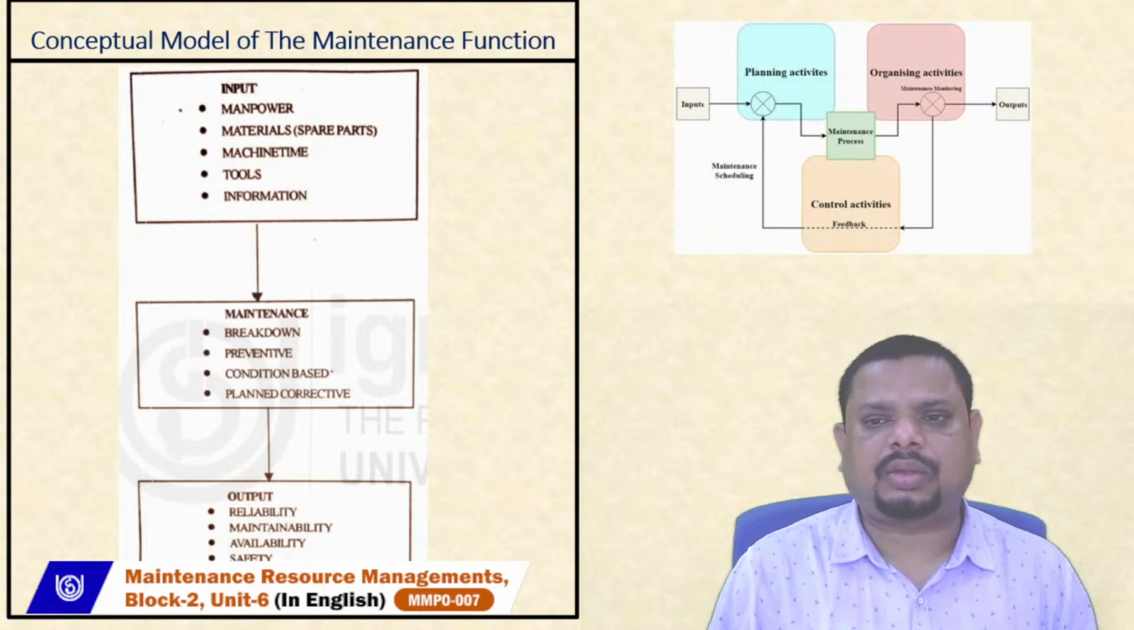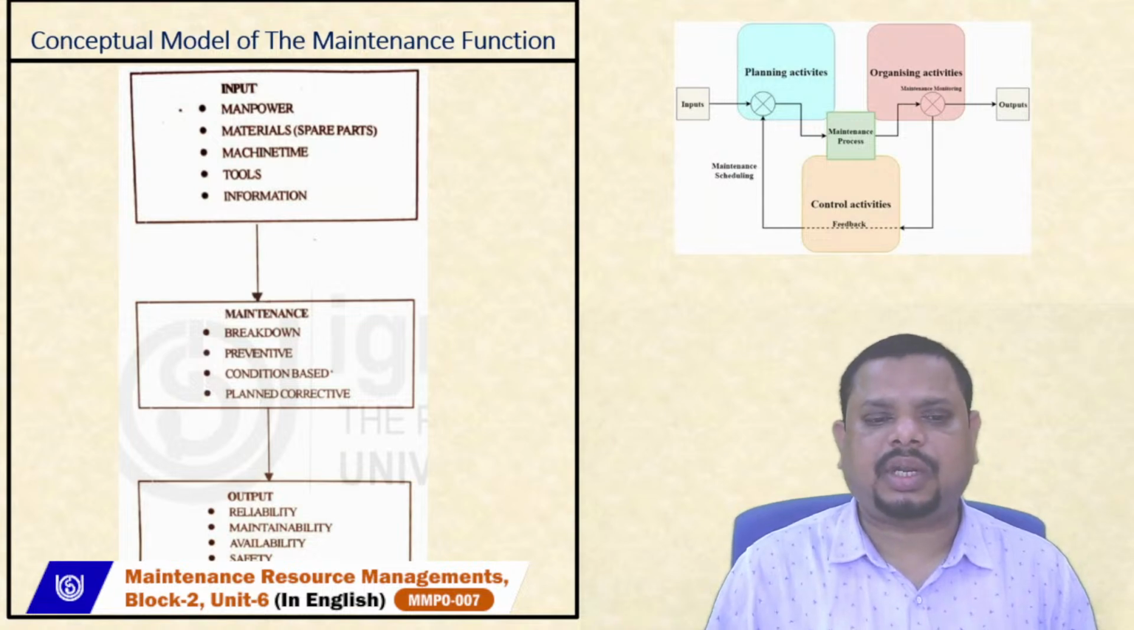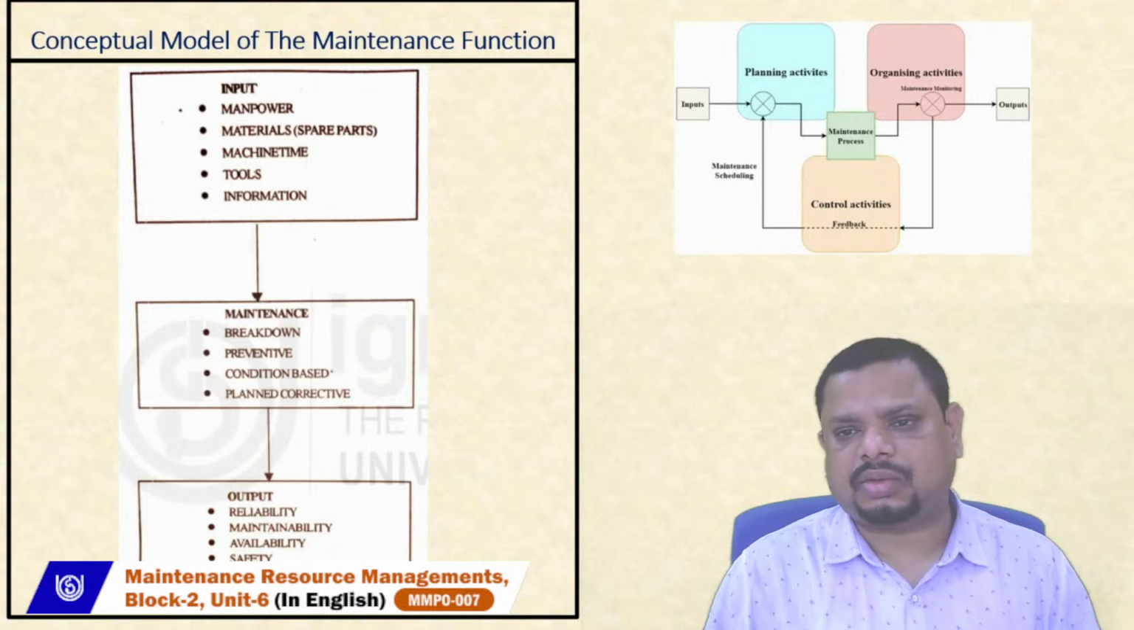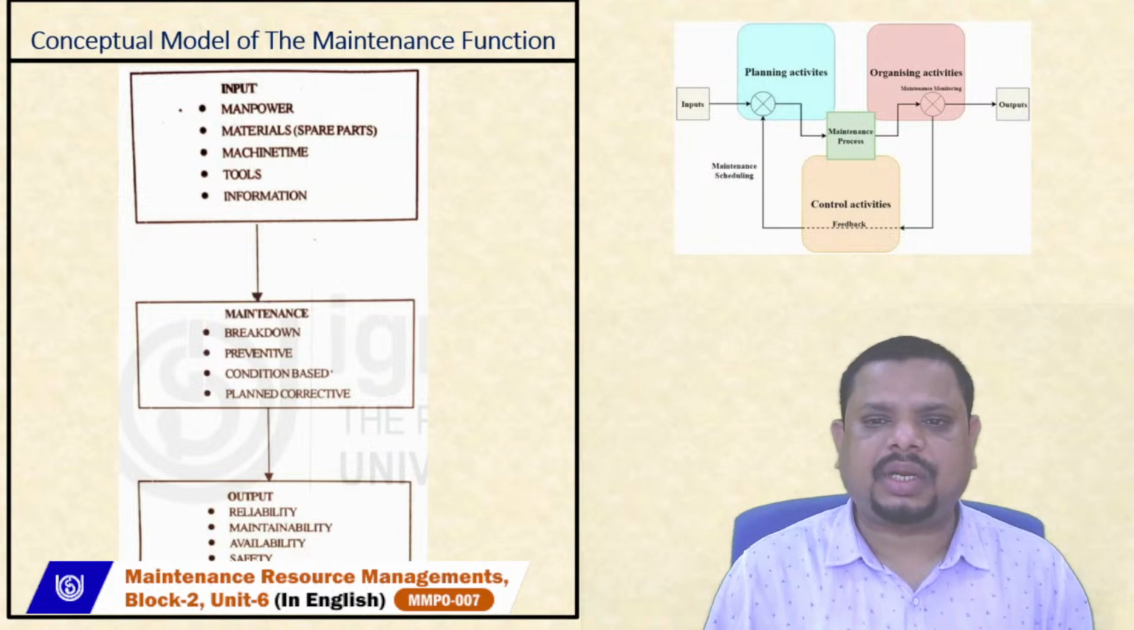For example, what kind of organizing activities? We have breakdown maintenance, preventive maintenance, condition-based monitoring, and corrective maintenance. These are the key activities. If you observe from the maintenance process to the organizing activities, maintenance monitoring should be done. And they have given two recognized planning activities. Under planning activities, we have maintenance schedules and we have control activity.